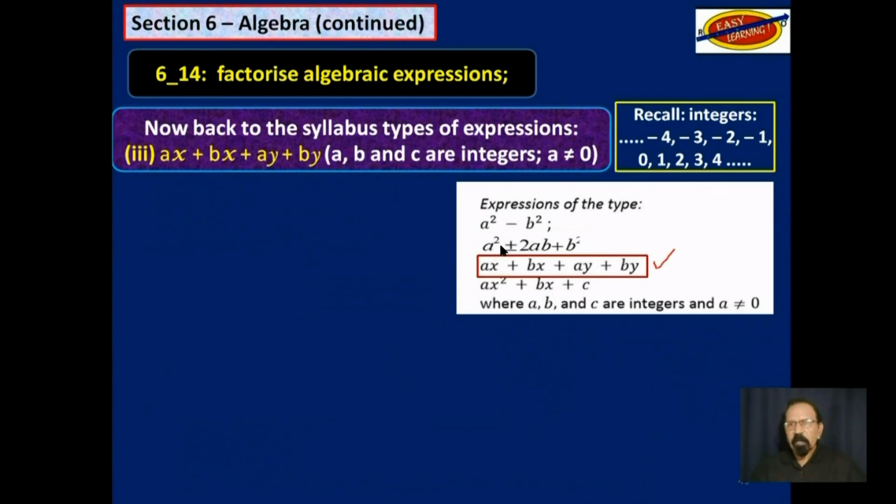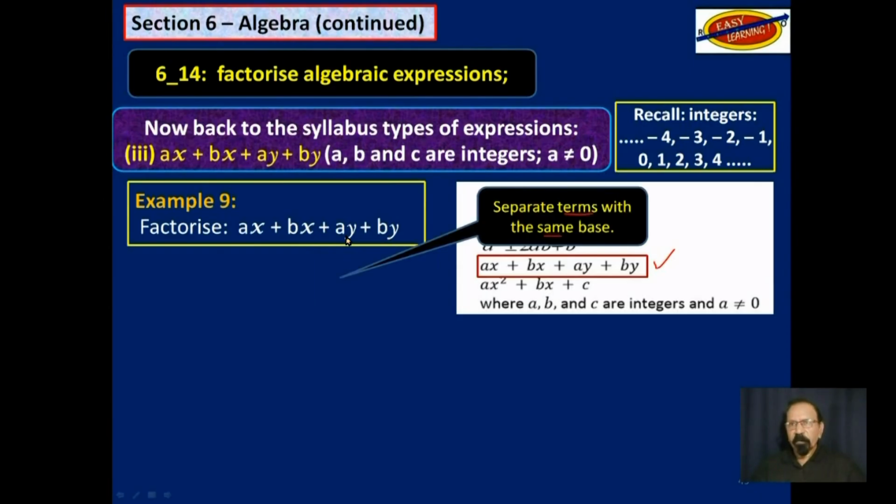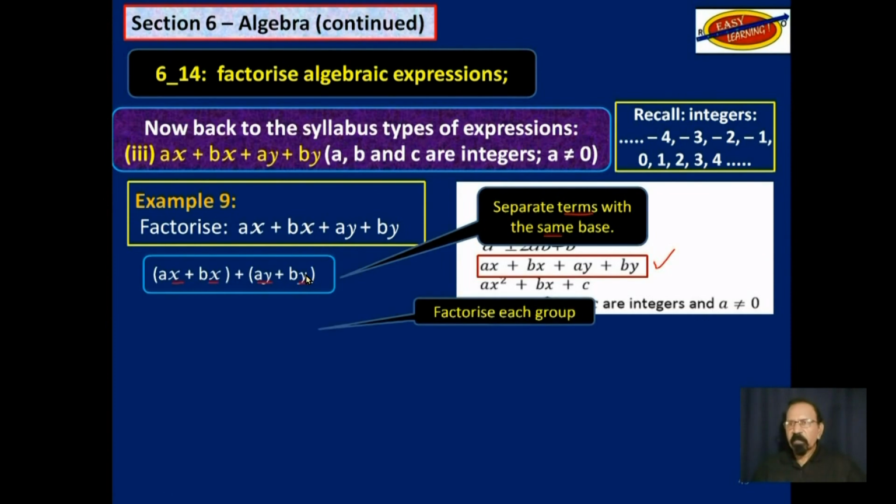Now we come to this last type here. Factorize ax plus bx plus ay plus by. This is not as difficult as the one we just did. We will separate terms with the same base. So this is x, and that is x, that is y, and that is y. Factorize each group. So we can get an x out of here, and that would leave us with a plus b. And we can get a y out of here, and that will leave us with a plus b.